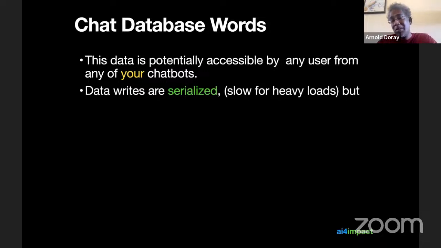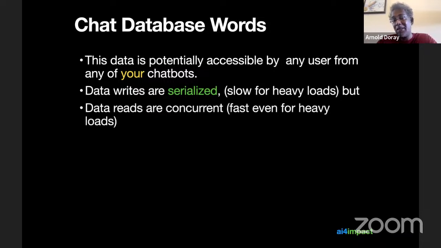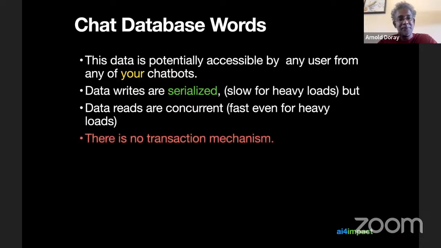So what this means is that it can sometimes be slow to write if the load is heavy. It's not designed for, say, 1 million users. Maybe for hundreds of thousands of users, it's still okay. The data reads, on the other hand, are concurrent, which means that they are very fast even when the loads are fairly heavy. But there's no transaction mechanism. So if you know what a database transaction is, I can write to, let's say, key number 1 and key number 2.